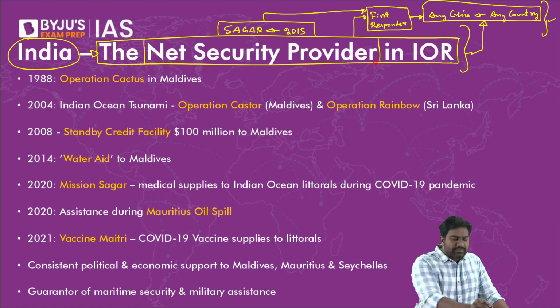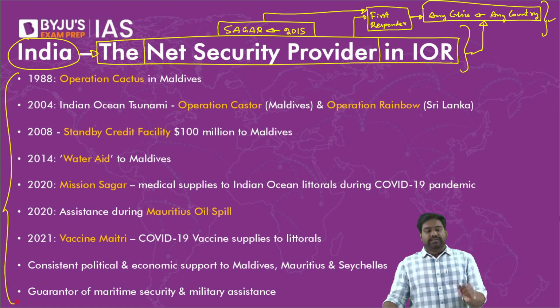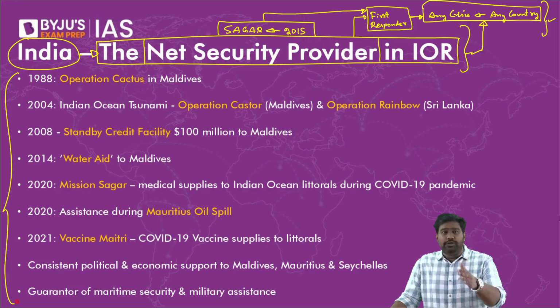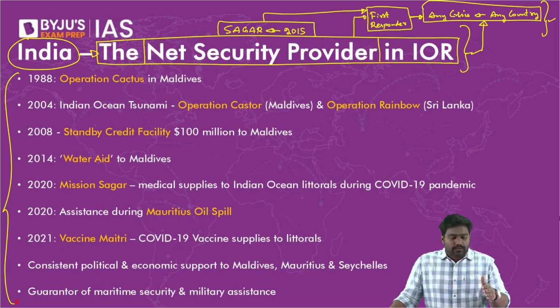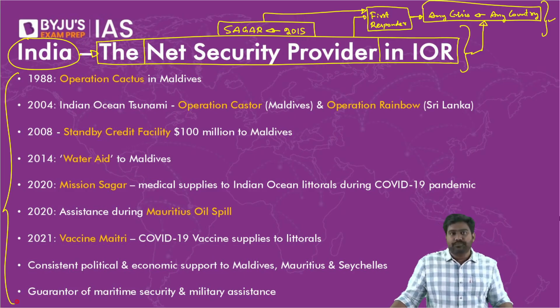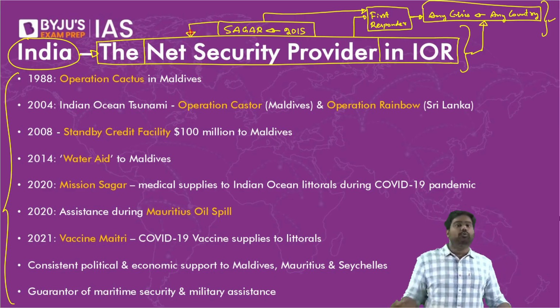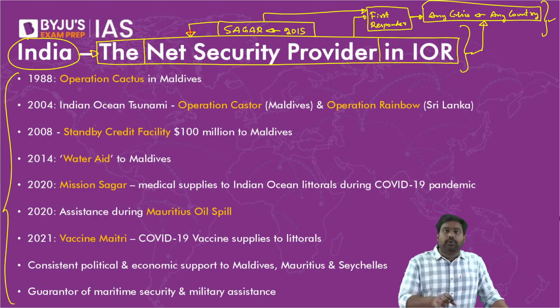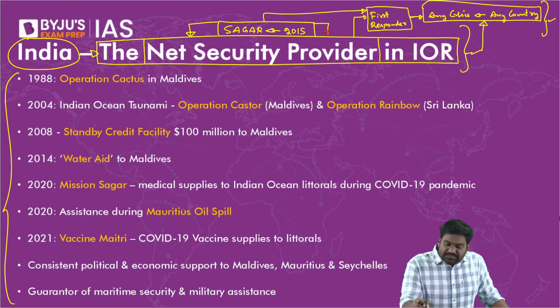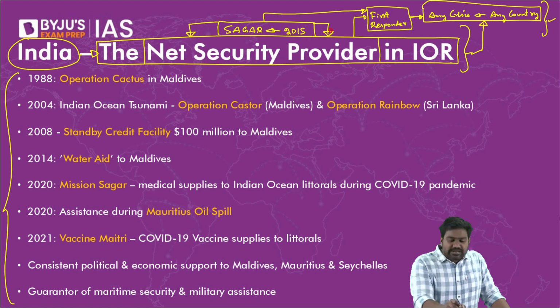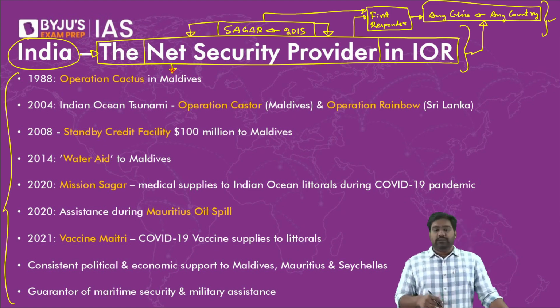So I'll give you some examples to illustrate this. We'll take some important events that have happened. We'll take a quick look at how we have helped Maldives, Mauritius, Seychelles, and how we have established ourselves as the first responder and the net security provider of the region. Now, the Sagar doctrine has streamlined this approach. It has given a more focused approach towards the Indian Ocean. So even before 2015, even before the Sagar doctrine was launched by the Modi government, subsequent Indian governments have been prioritizing the Indian Ocean as well.